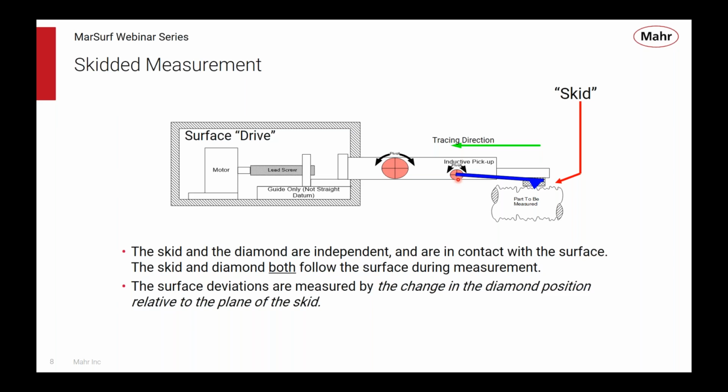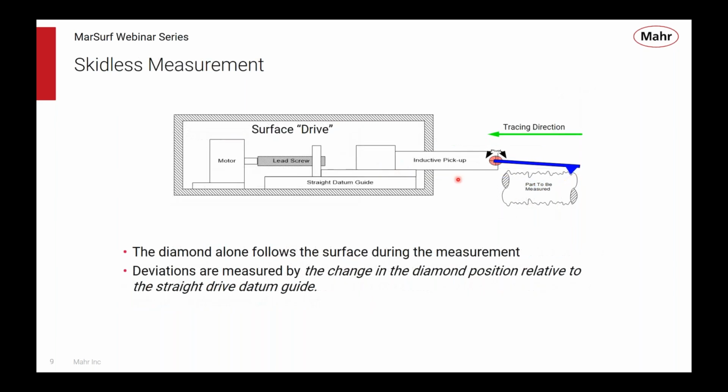And they do a really good job of measuring a lot of the types of profiles and parameters that we're interested in when we're talking about surface texture, surface roughness. But they can't measure everything. So sometimes we also need to do skidless. And what does skidless mean? Skidless means, okay, I've got this part to be measured now.